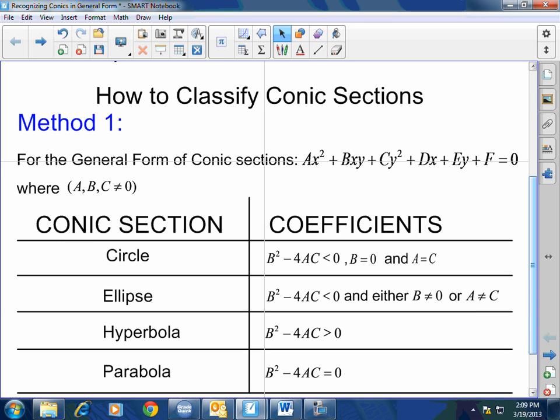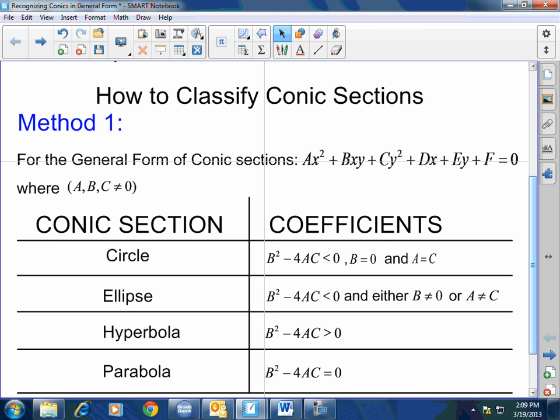So, for the general form of a conic section, please note that A, B, and C cannot equal 0 all at the same time. If A, B, and C do equal 0, okay, what am I left with? A linear equation. Thank you very much, son. Great job. So A, B, and C cannot all be 0 at the same time. Individually they can be, but they cannot be all at the same time.